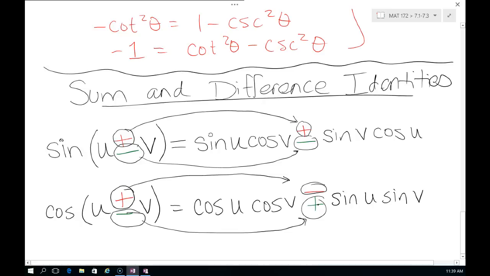So sine is the nice guy. He likes to mingle, he likes to share, he keeps the sign the same. Cosine's the bad guy. He doesn't mingle, he doesn't share, and he changes the sign on you.